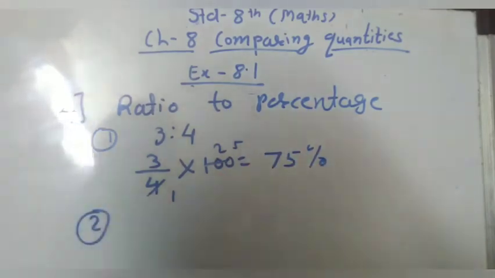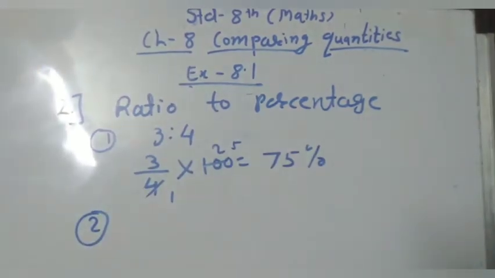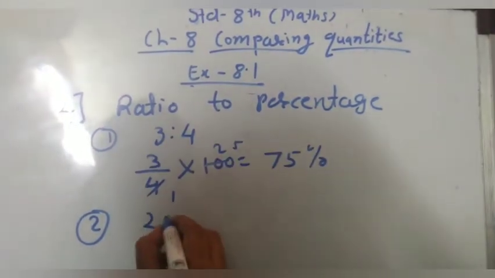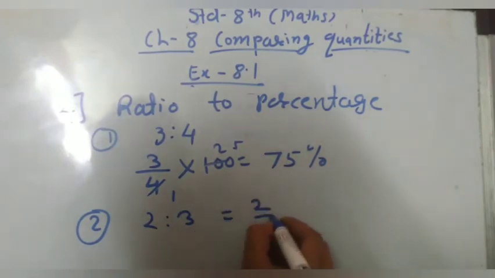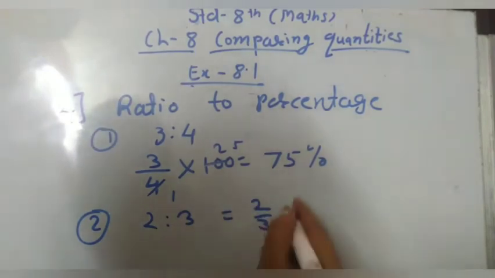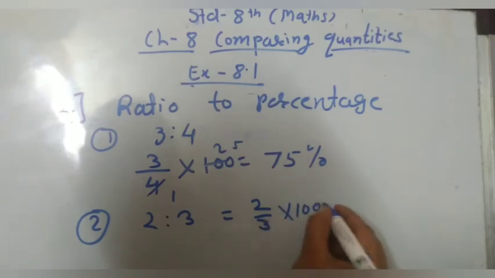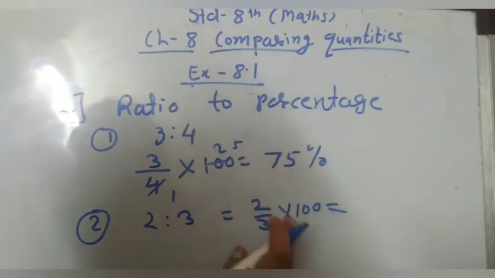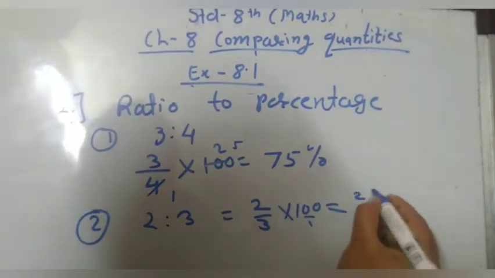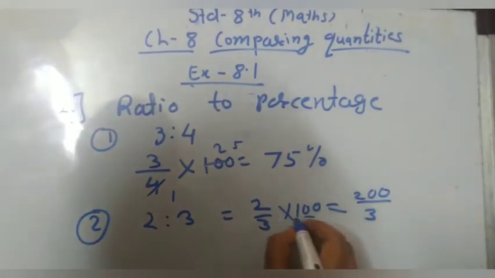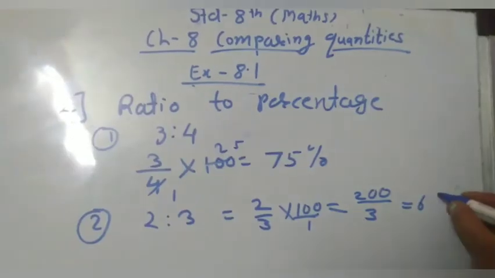Next one is 2:3. Again in fraction, 2 upon 3 multiplied by 100. So multiplication of fraction: numerator into numerator, denominator into denominator. It will be 200 upon 3. So 66 integer 2 upon 3%.